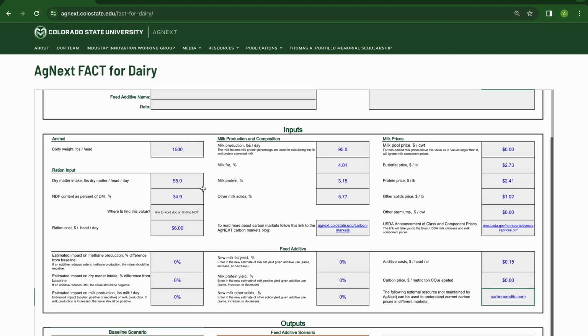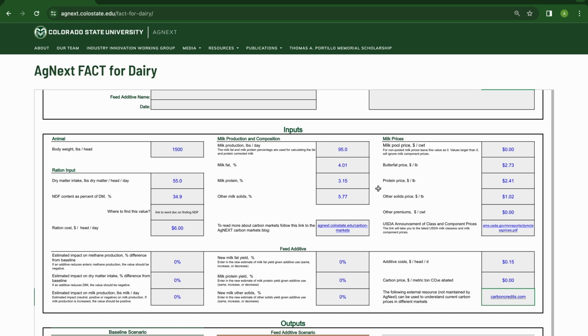The second section is really the meat of the calculator. So all of these cells that are in blue are user-defined inputs that you can change. The first section up top is fairly self-explanatory, so it's information about the cow itself in terms of body size, how much she's consuming, the diet type in terms of how much NDF it has, etc.